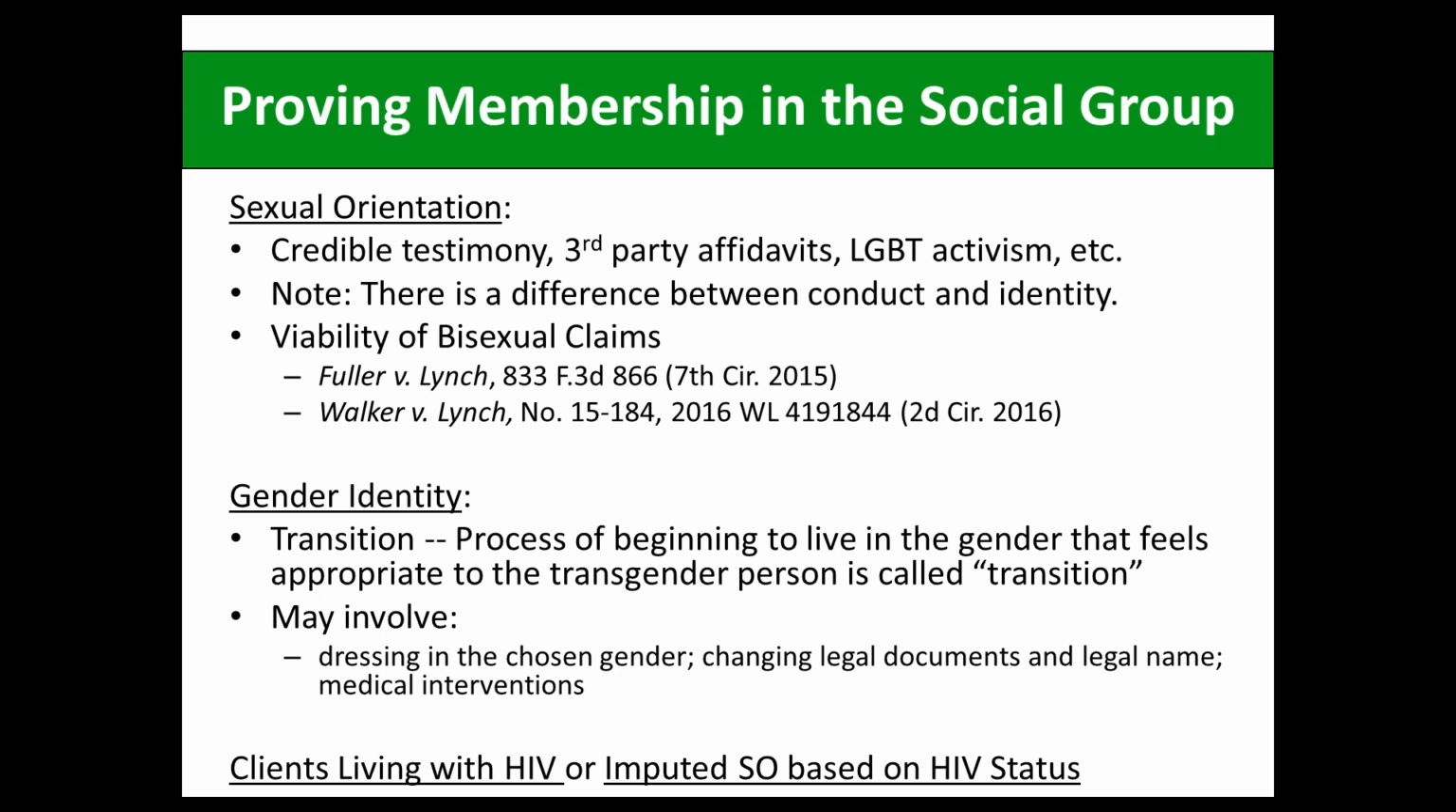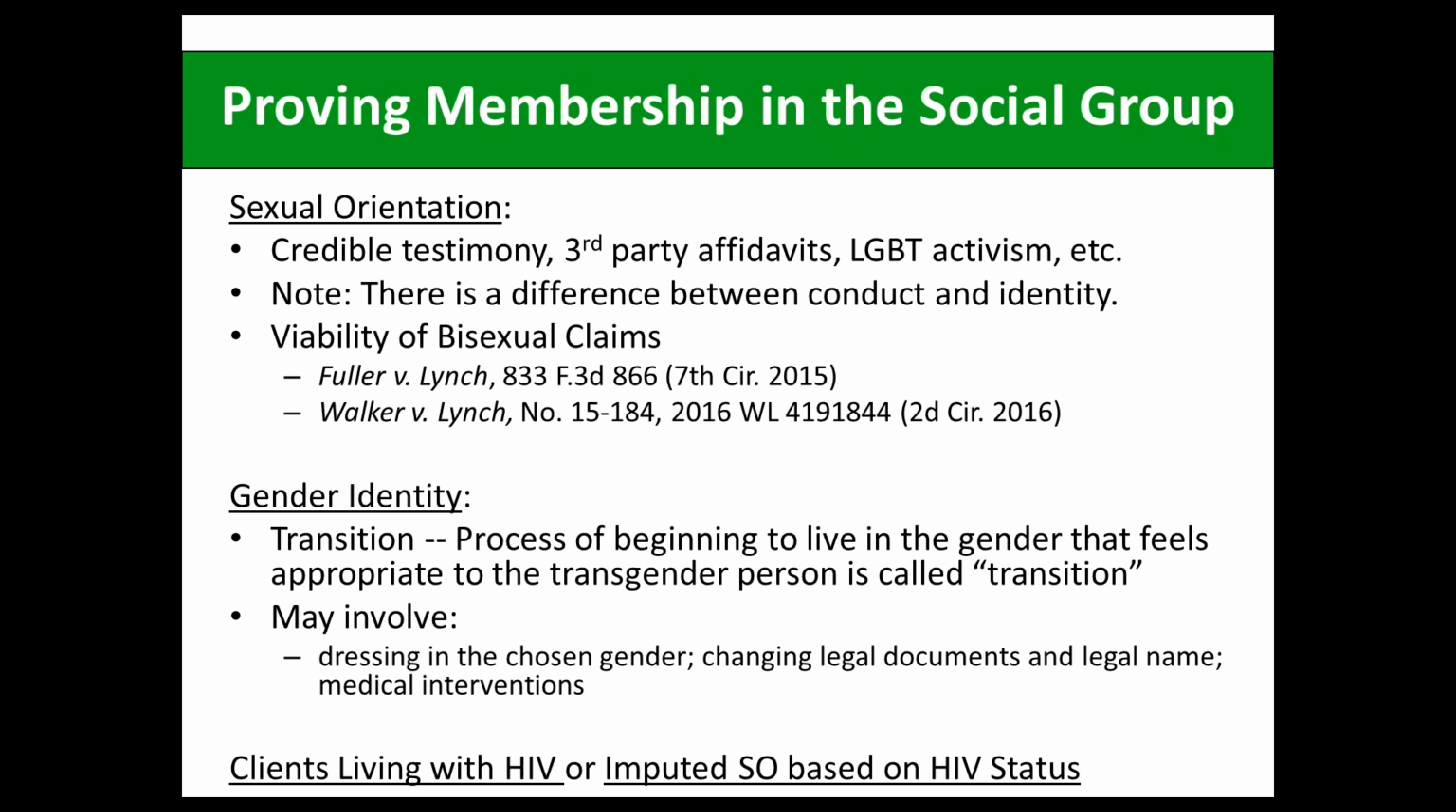And then specifically, bisexuality claims are among the more difficult of particular social groups. However, they are many times viable claims, and your job is to provide sufficient evidence or detail in your client's affidavit and testimony as to their bisexuality, and to remind a judge or an asylum officer, if necessary, that bisexuality is a sexual orientation and is also a protected group. So if you have a bisexual asylum case, please look to the two cases listed above, Fuller v. Lynch and Walker v. Lynch.